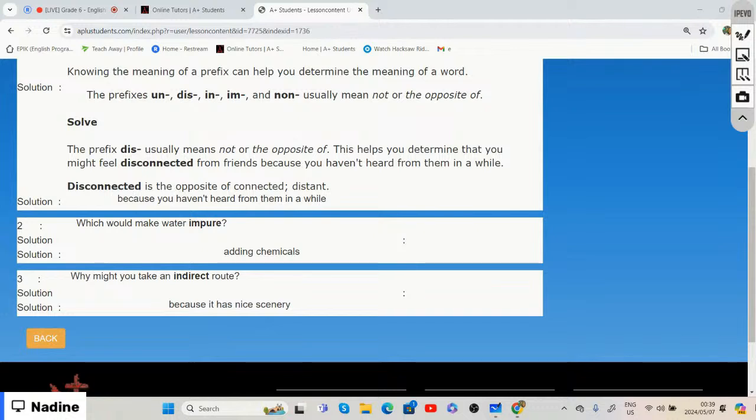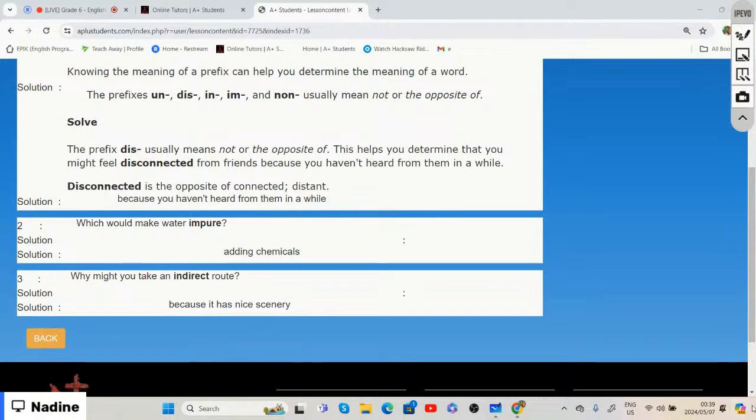And why might you take an indirect route? An indirect route because it is a nice scenery. It's like going for a nice drive around the mountain, around the beach. Those indirect routes are always way better than just going to a restaurant, going to the shops, and just doing what you always do.